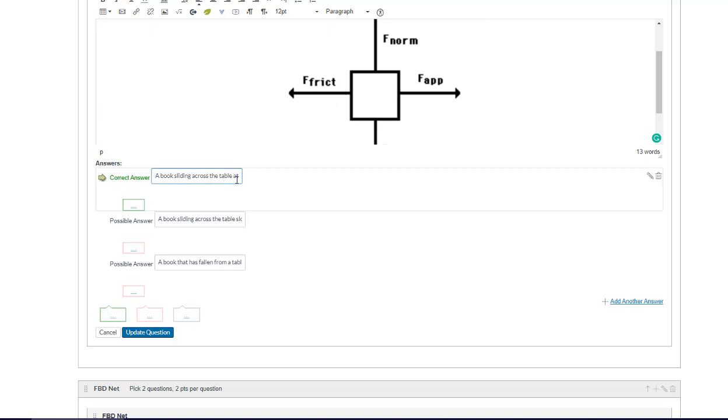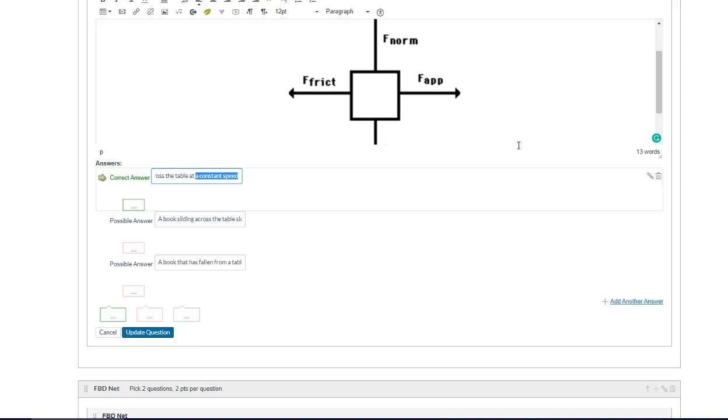And then this one is correct. It says it's a book sliding across the table at a constant speed. So here I pull in one direction to the right at a constant speed, like 5 pounds of force to the right, and then there's friction of 5 pounds of force pulling in the opposite direction, right? So I have an applied force in this direction and friction.